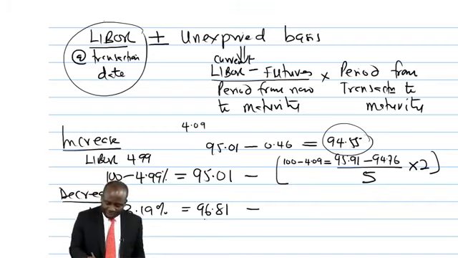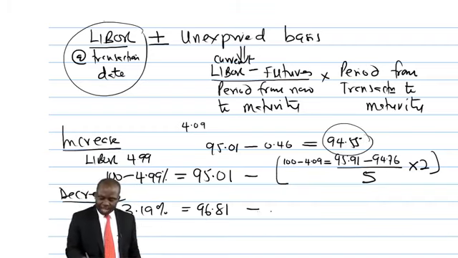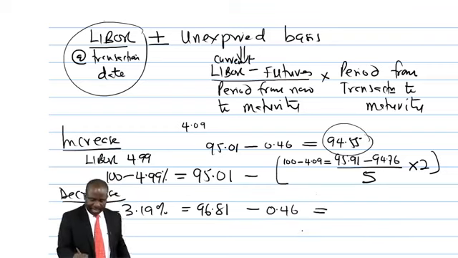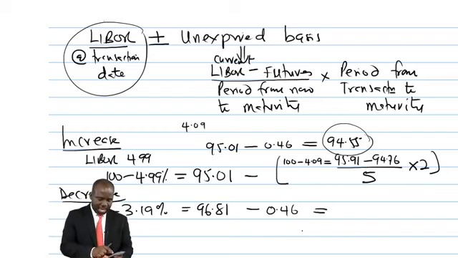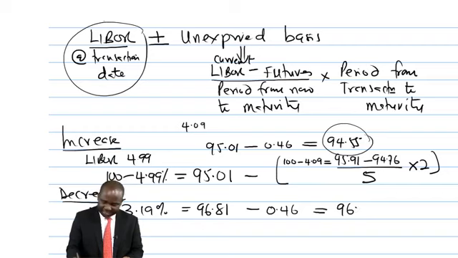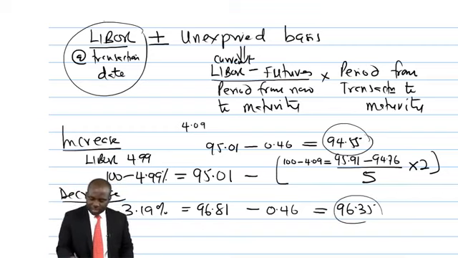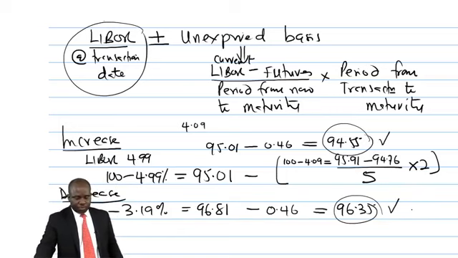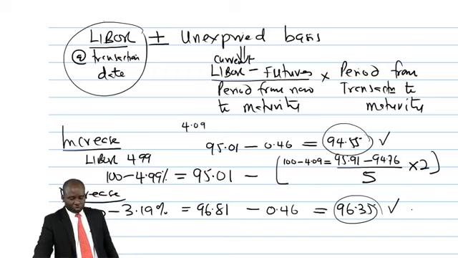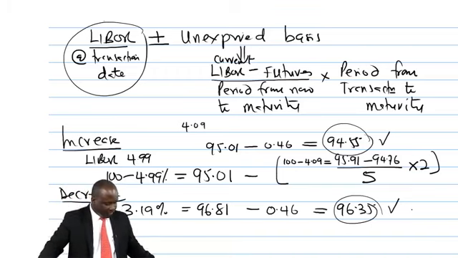When it decreased, it's 96.81 minus 0.46, the same thing, and that is 96.35. So having got the closing prices when it increased and decreased, I should be able to calculate my profit or loss. So let's go up and have a look at that.